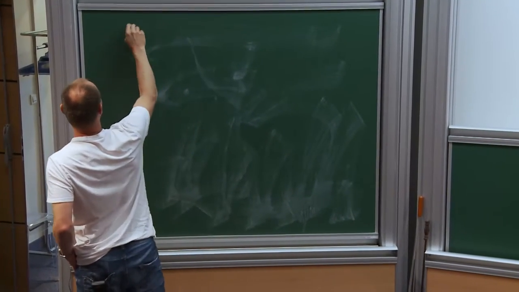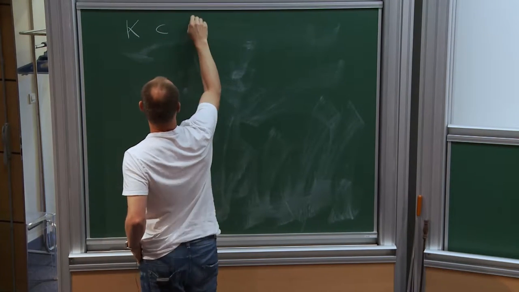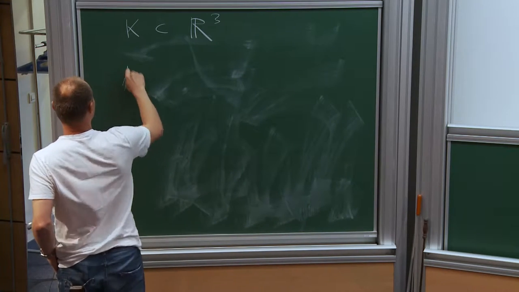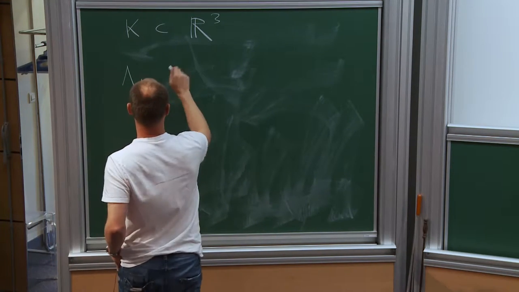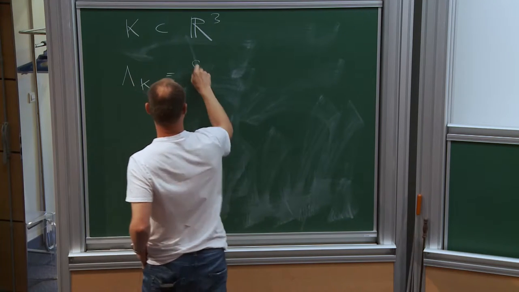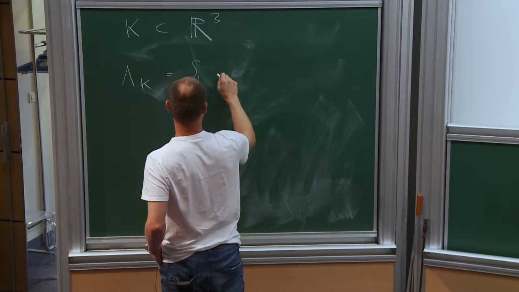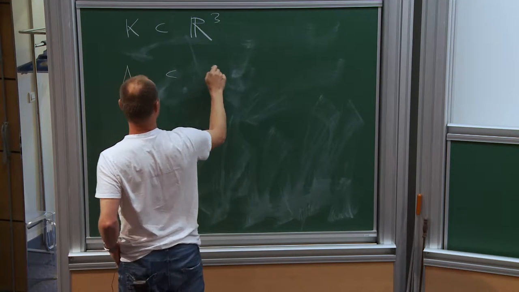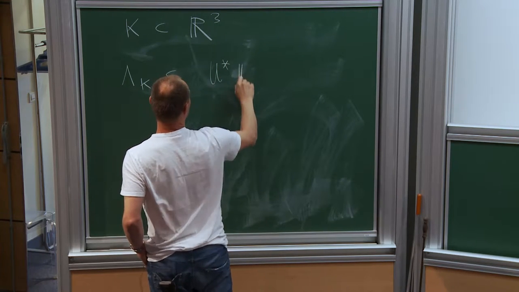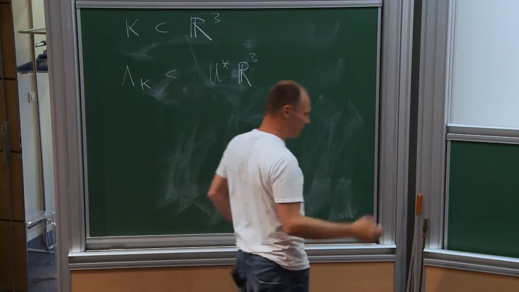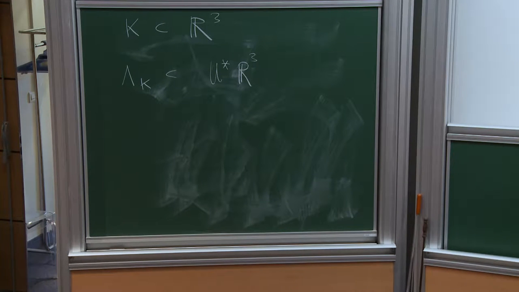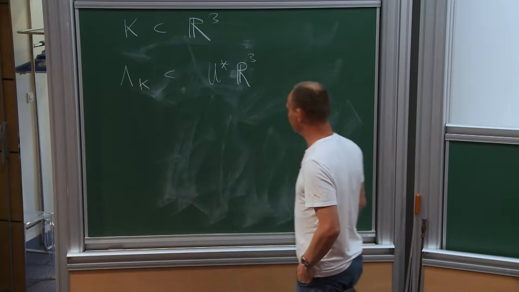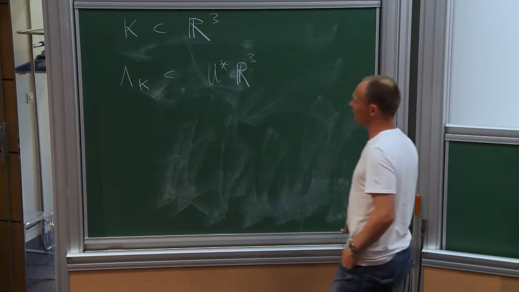So we have a knot inside R3, and then we take its unit conormal lift. It sits in the unit cotangent bundle of R3, and that's the set of points that lie over the knot and which have covectors that are perpendicular to the tangent vector. So this is topologically a torus, and it's a Lagrangian torus.